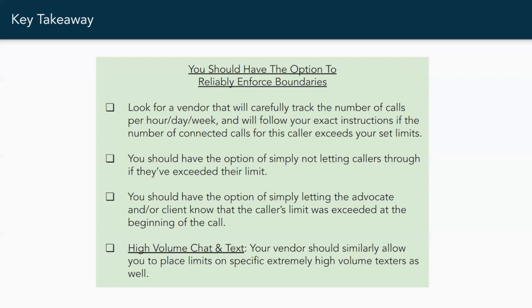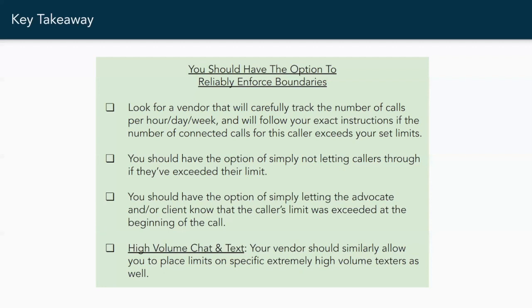So there's a bunch of things that you could do. One concern you might have is, hey, we don't want to actually just turn the system off for them. We might want to do something else. So one option that you should have is the option of simply letting the advocate and or the client know that the caller's limit has been exceeded at the beginning of the call. That way you can change limits as necessary or handle the call differently if you choose to do so.